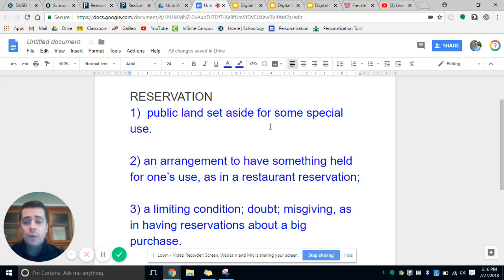When you go to the next folder in Schoology, you're going to be taking a quiz where you're going to be matching the definitions of reservation up with appropriate sentences.